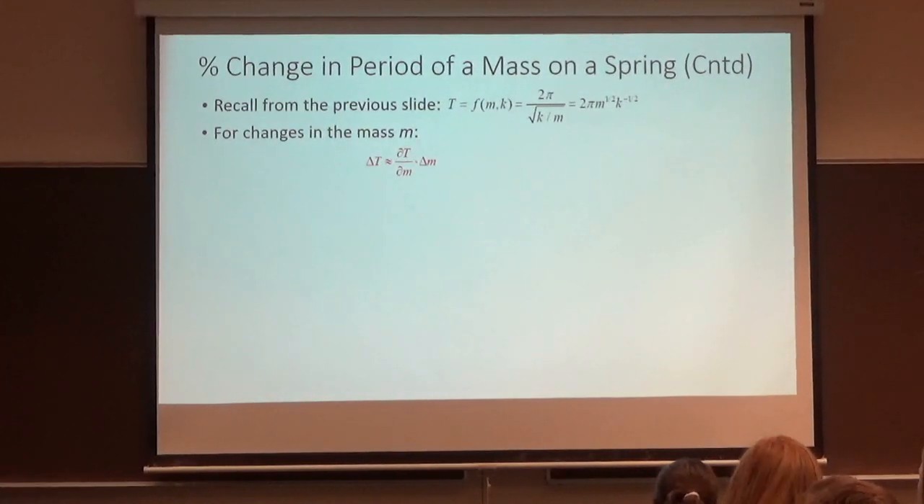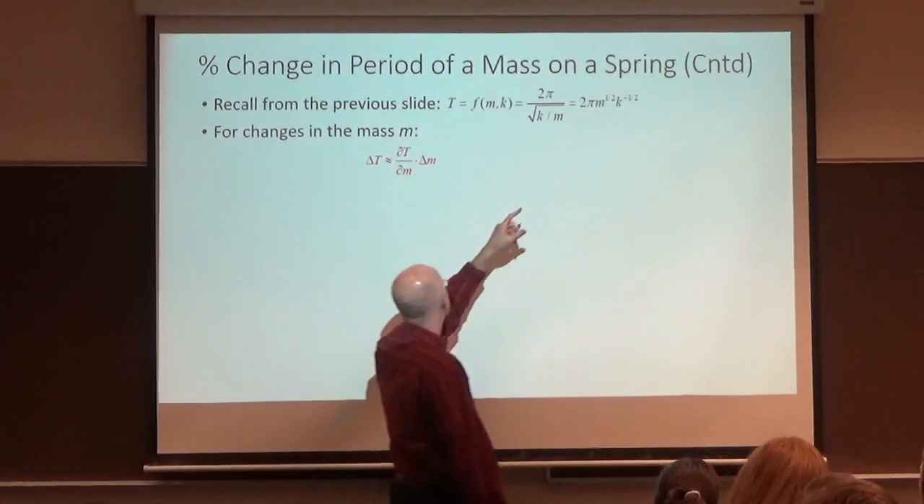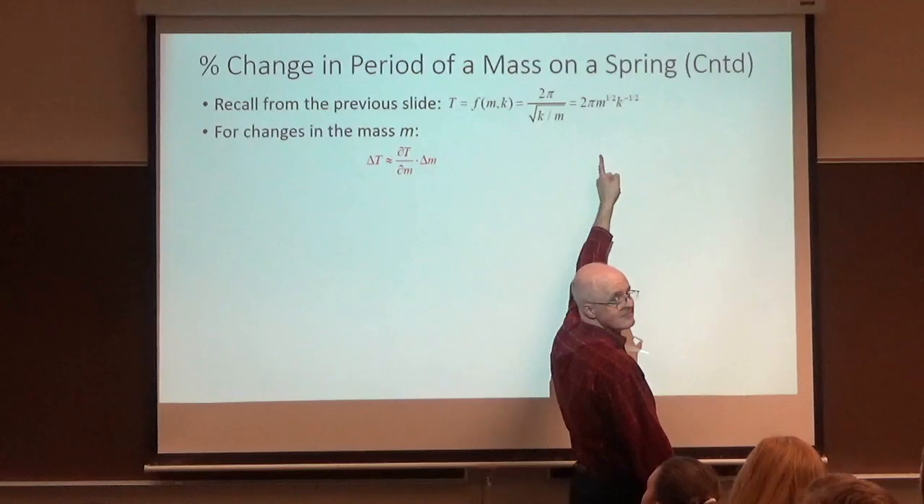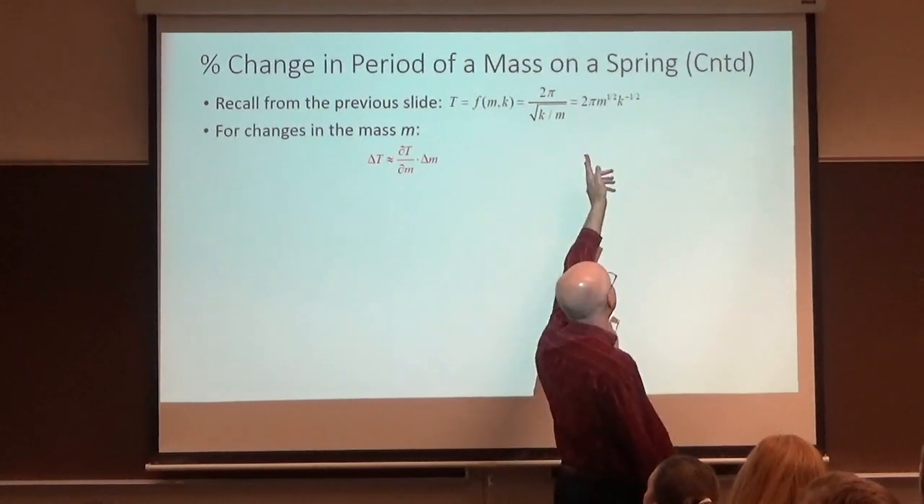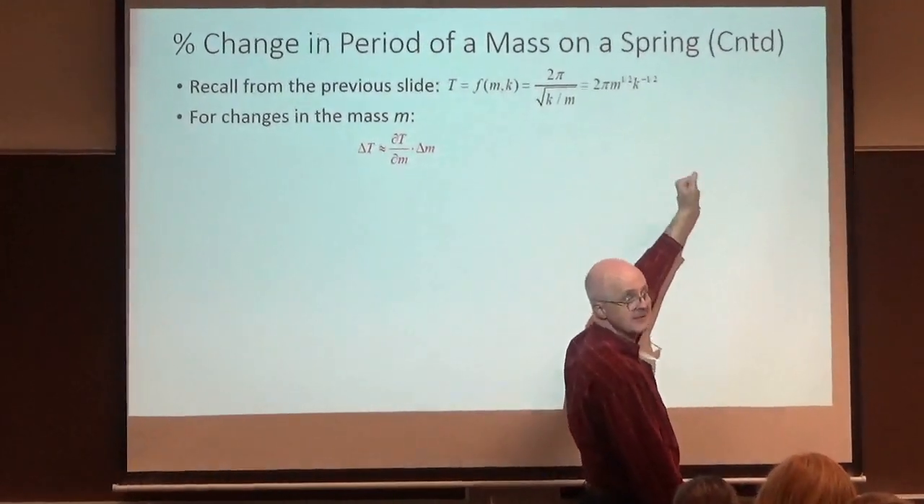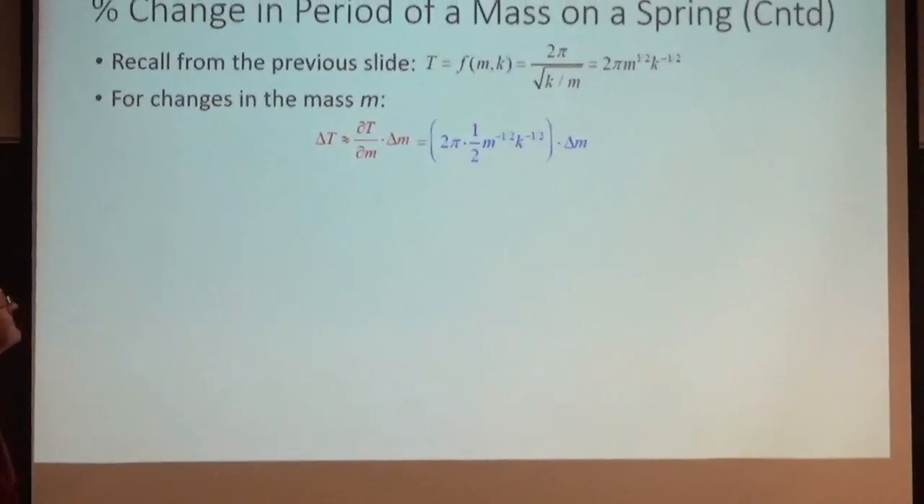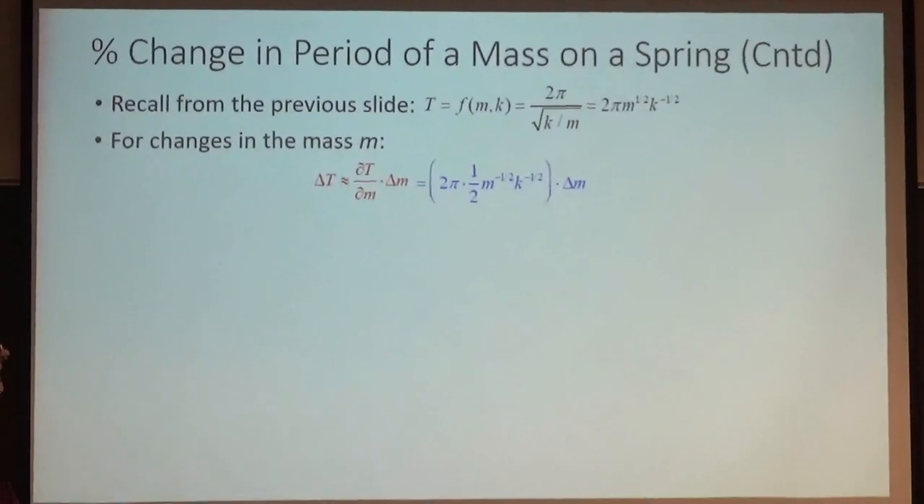What should we do with this now? Well, find the derivative. Differentiate this with respect to m. I'd have to bring the 1/2 down in front. The 2's would cancel. I'd have pi m to the negative 1/2 times k to the negative 1/2. And that, well, I'm going to write it in an unsimplified form.